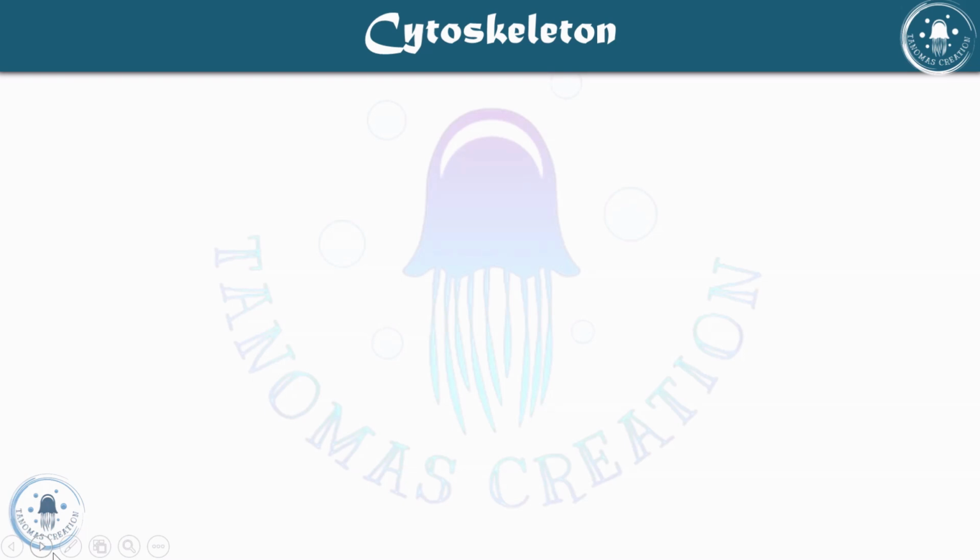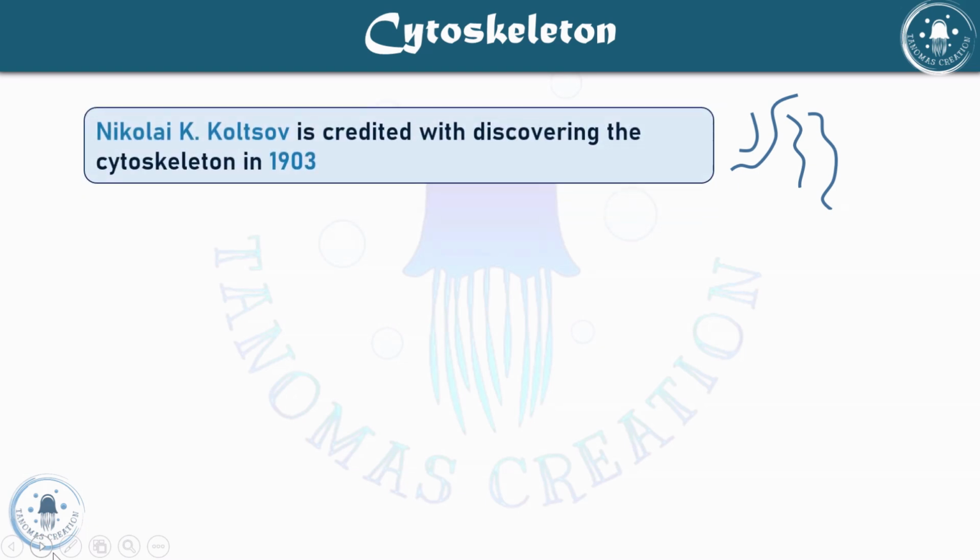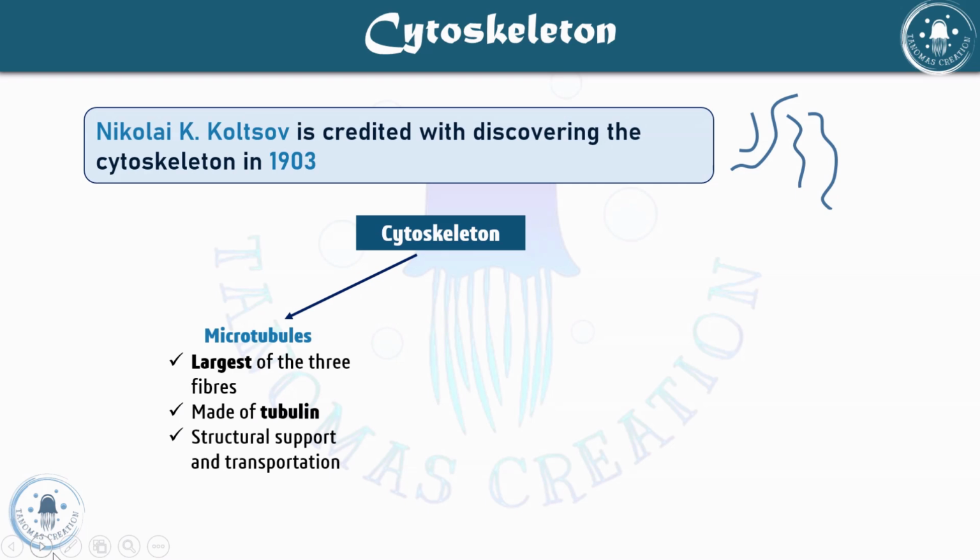Now coming to the cytoskeleton. This is the cytoskeleton, and it was discovered by Nikolai Koltsov in 1903. Now, the cytoskeleton is divided into three types. The first is microtubules. Microtubules are the largest of the three fibers. They are made of tubulin and provide structural support to the cell.